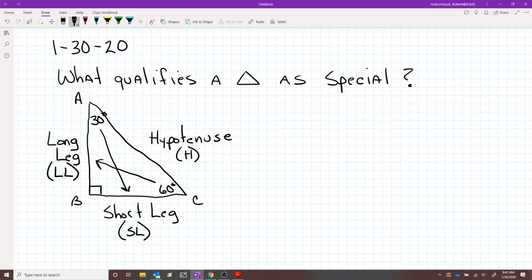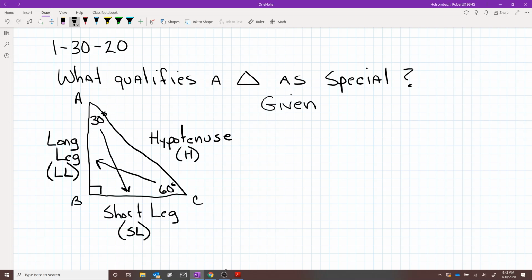Now, here's where the magic starts. Based on what you're given in a 30, 60, 90, there are shortcuts to find the other side lengths. Got that? Everything's based on what you're given. You identify the triangle as a 30, 60, 90, you realize that it's special, and then you look at what's given. So we're going to do a little chart here. We're going to say given.